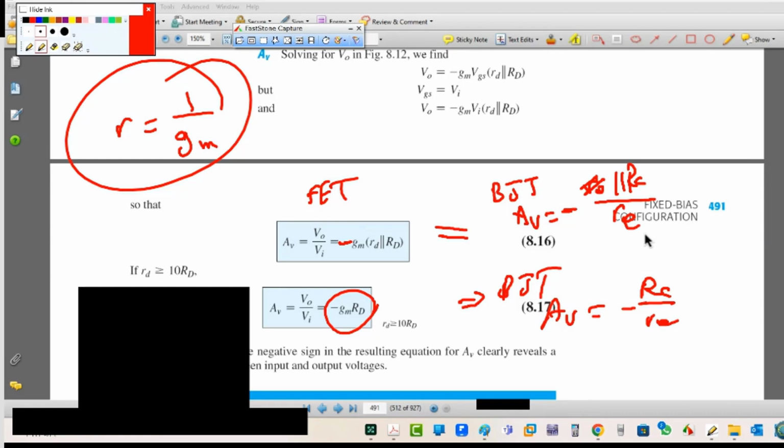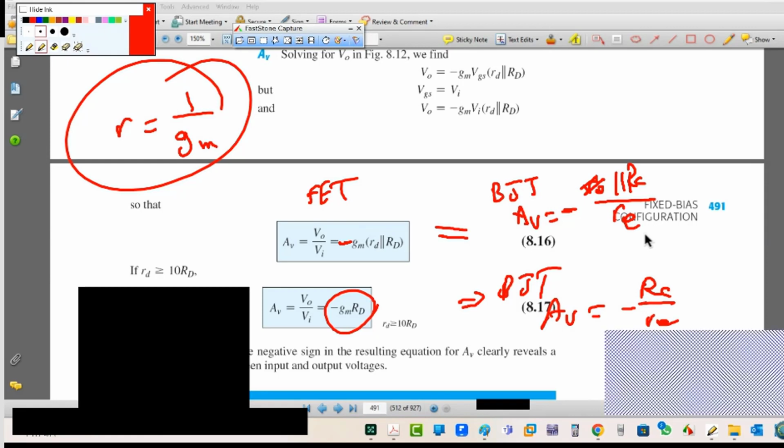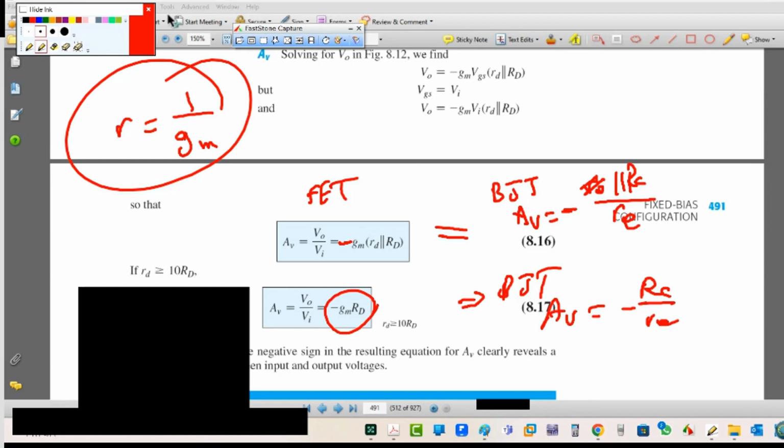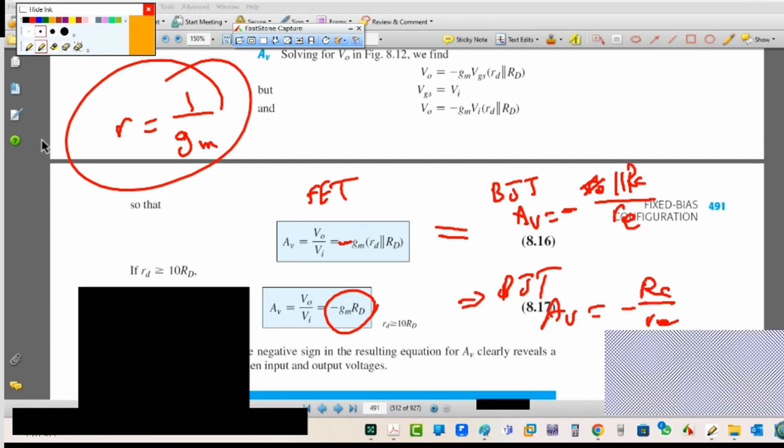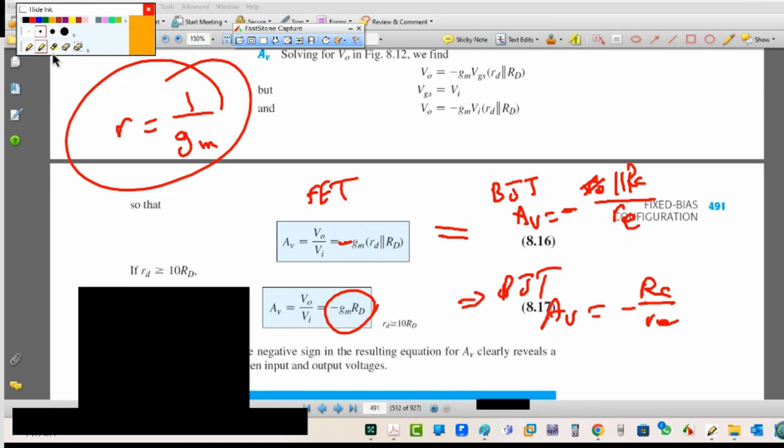Any question for this? I guess now it's easy. So what is the problem here? Here I have to calculate RE in BJT. Here I have to calculate what? GM. So in BJT, the idea is how I calculate RE. In FET, how I can calculate GM. These are the tricks.